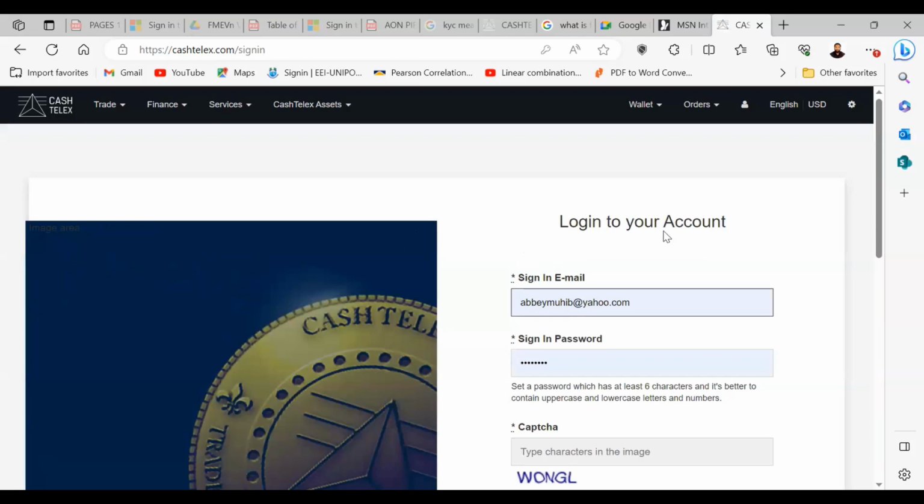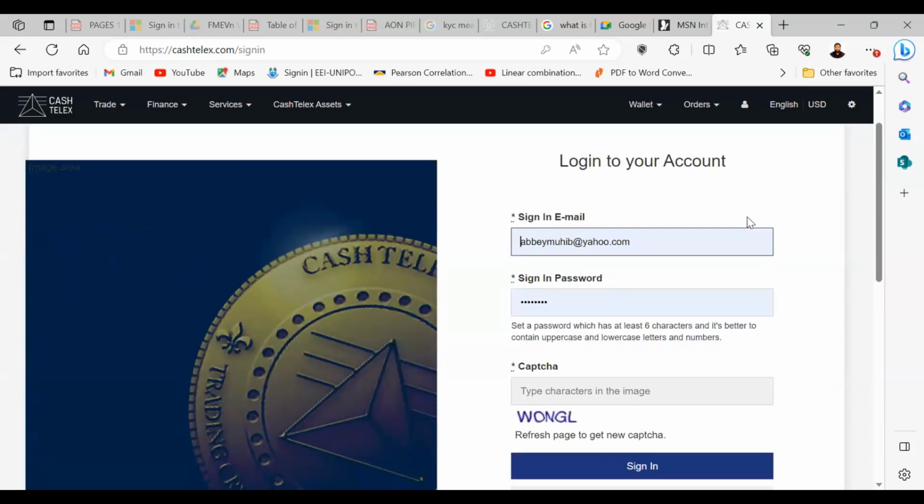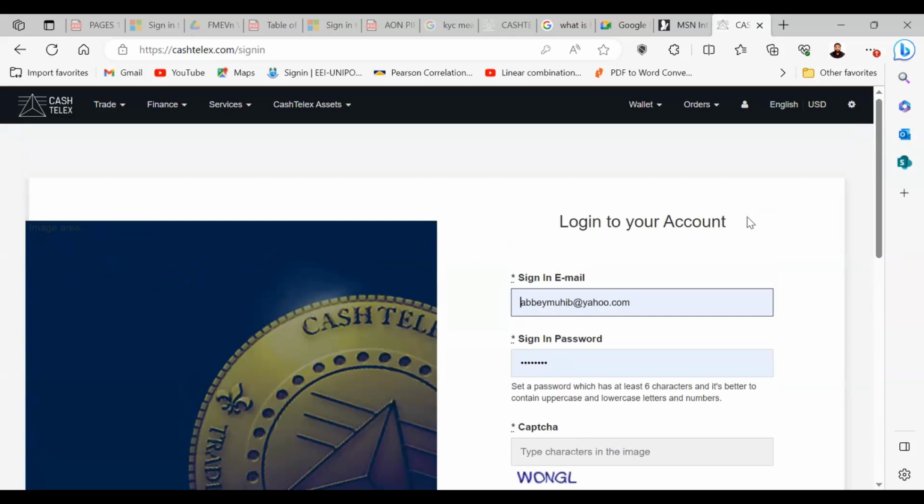When you click sign in, it takes you to the next page, which shows login to your account. So sign in with your email. Another thing I want to bring to our attention is that I actually didn't meet up when CashTelex started. So you can sign up with any account that you have. You might have a Yahoo account or any. For me, I signed up with my Yahoo account, so you clearly see abiamuhib@yahoo.com.